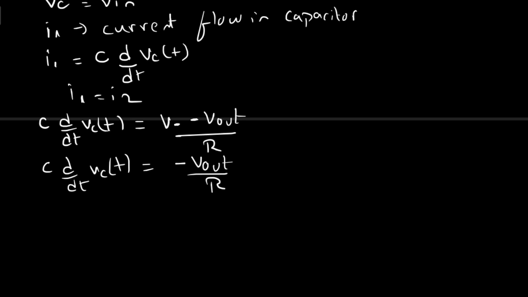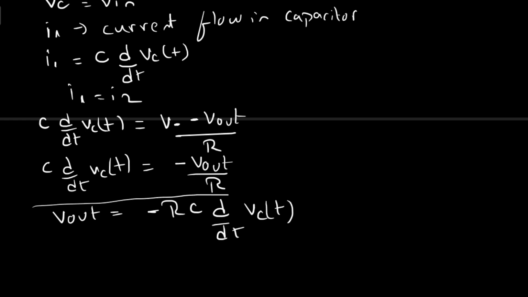Okay, now what do we want to determine? We want to determine Vout. Vout equals minus RC d by dt of Vc of t. So the final output is here.